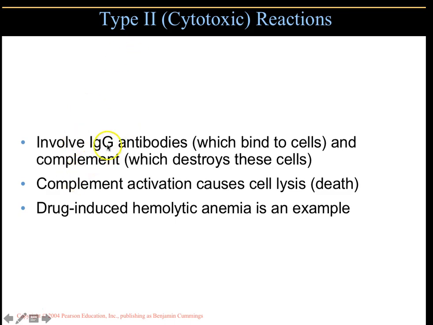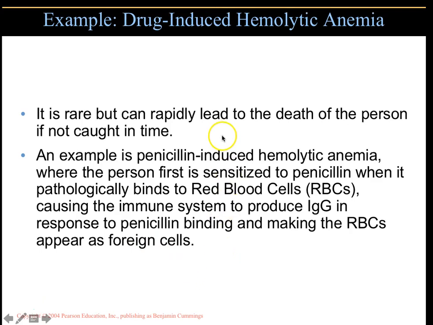And it's type 2 because you're dealing with IgG, not IgE. So it's the IgG antibody, and it goes hand in glove with a substance that is in everybody's serum in an inactive form called complement. And complement, when it becomes activated, is amazingly fast at destroying the cells to which the IgG is bound. And it will then cause cell lysis, and I'm going to talk about drug-induced hemolytic anemia. Right, it's rare, but can rapidly lead to death in the person if not caught in time.